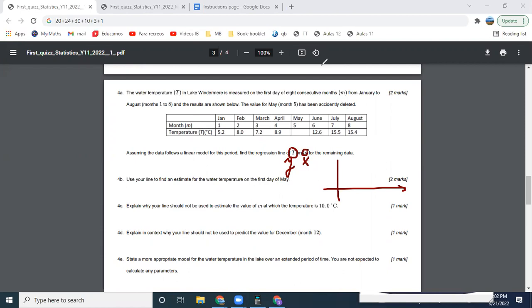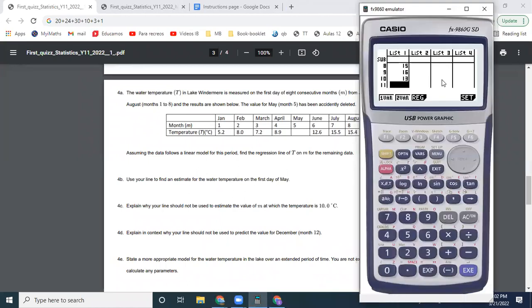So to solve this, just go into the calculator and write on the first list the value for X, which in this case are the months. So 1, 2, 3, 4. Since the 5 we don't have, we just continue, right? We won't use that point. So 6, 7, and 8.